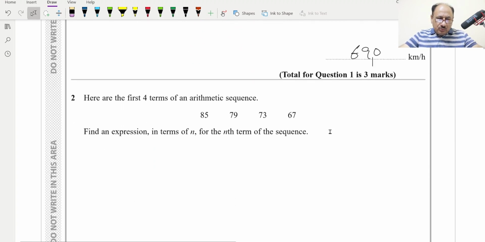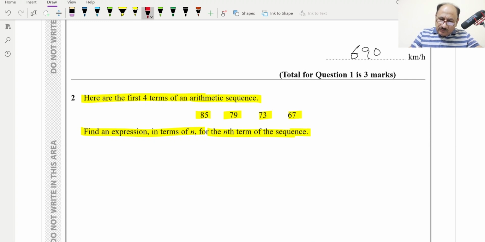Now question number 2. Here are the first four terms of an arithmetic sequence. 1, 2, 3, and 4 terms are provided. Find an expression in terms of n for the nth term of the sequence. For the nth term, we want to know the difference, and the difference will be 79 minus 85.